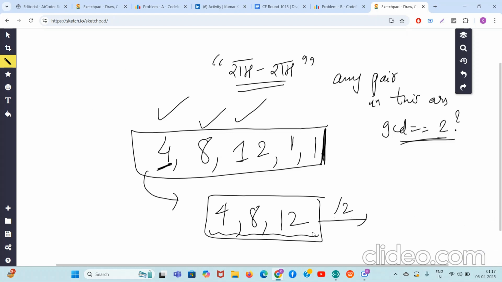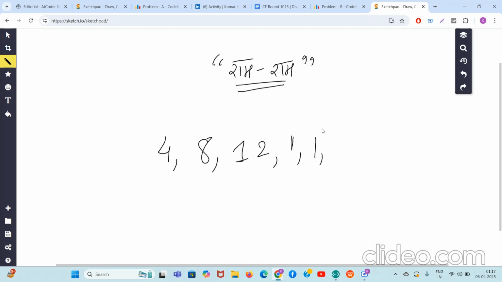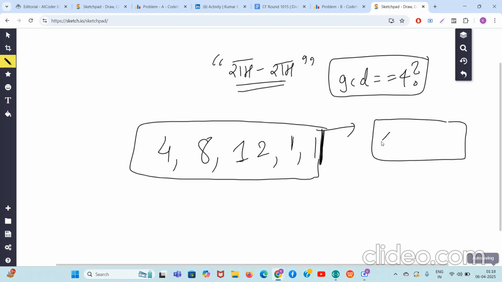For example, what if you're trying for, let's say, GCD equal to 4? If someone asked you, is there any pair in this array whose GCD is equal to 4? Well, what would you do? You can just relax, right? Just extract the numbers which are divisible by 4. 4 is there, then 8 is there, then 12 is there, okay?